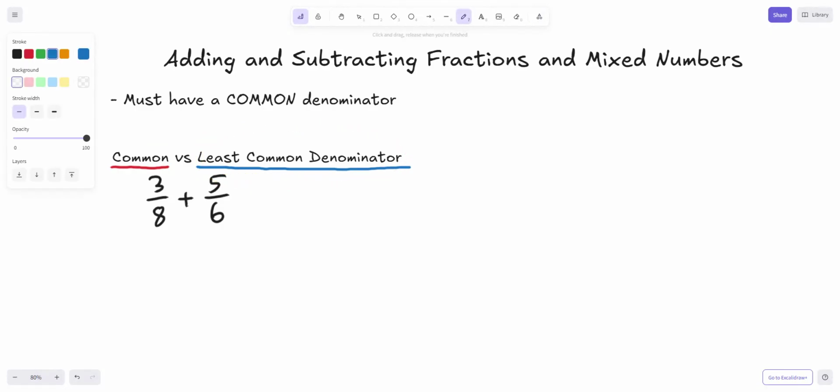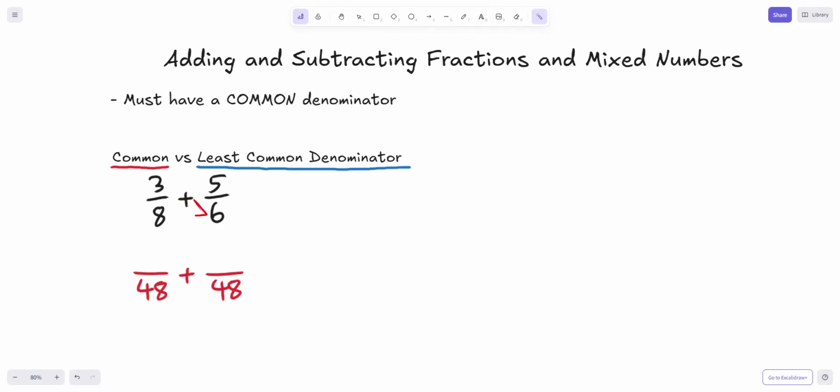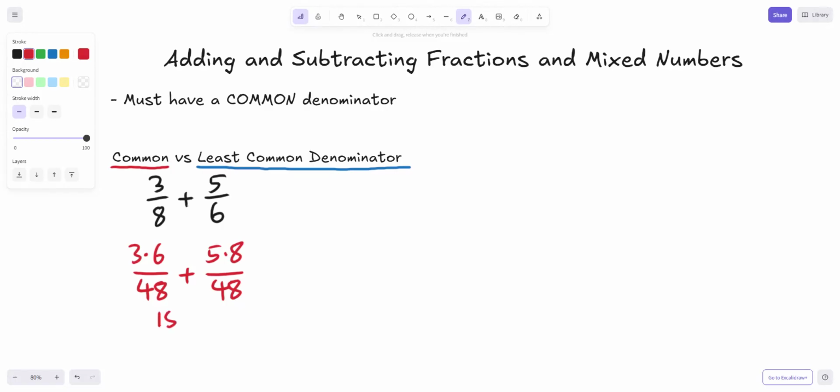I'll show you both. So common denominator, the strategy is to just multiply the denominators by each other. Right? So 8 times 6, so our common denominator is going to be 48. And then if I multiply 3 times 6, and then 5 times 8, I get 18 over 48 plus 40 over 48.